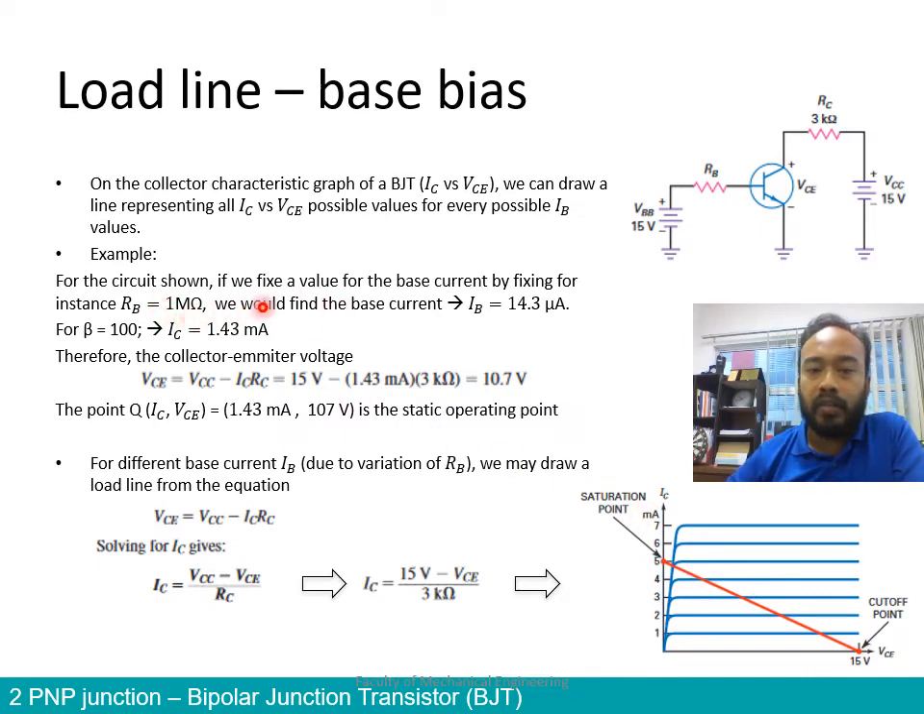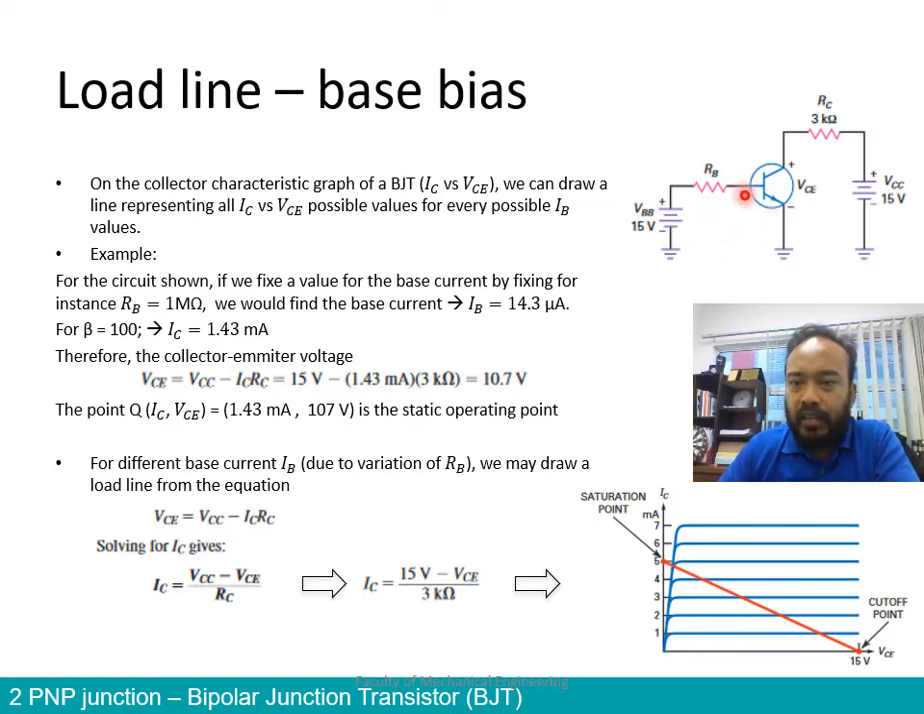So for example, for the circuit shown here, if we fix the base current by fixing, for instance, RB equal to 1 mega ohm, so now we are varying the resistance RB, right? We put RB equal to 1 mega ohm. I'll let you do the calculation. The calculation is basically to do the KVL over here: VBB minus VRB minus VBE equals 0.